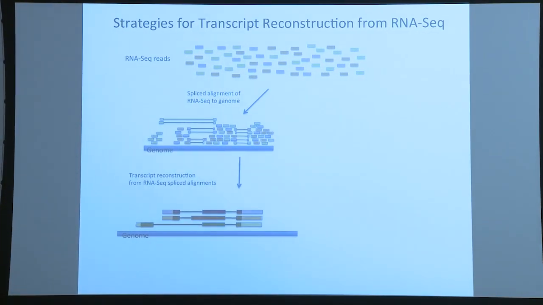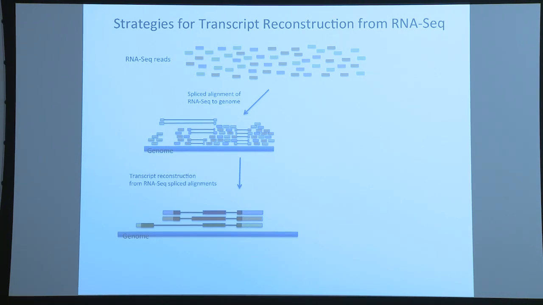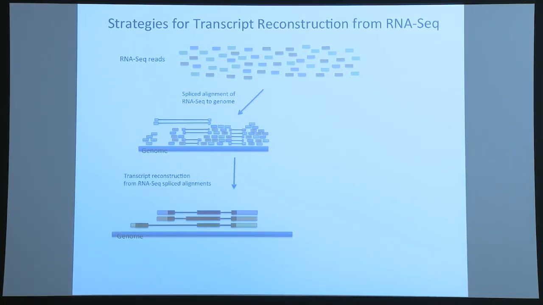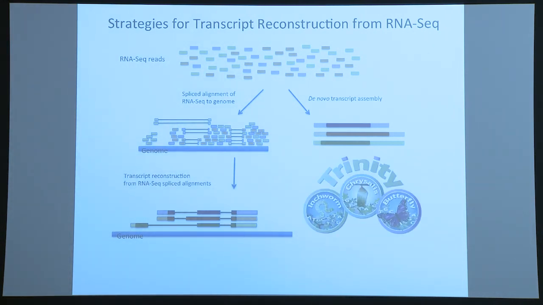But if you don't have a genome, there's still another option. Or if your genome is heavily rearranged or restructured, or it's just not really the best substrate for trying to analyze your data, you have another option, and that is just to assemble the reads directly, doing de novo transcriptome assembly. And we developed a tool that will do this called Trinity. I'm going to tell you a little bit about Trinity.